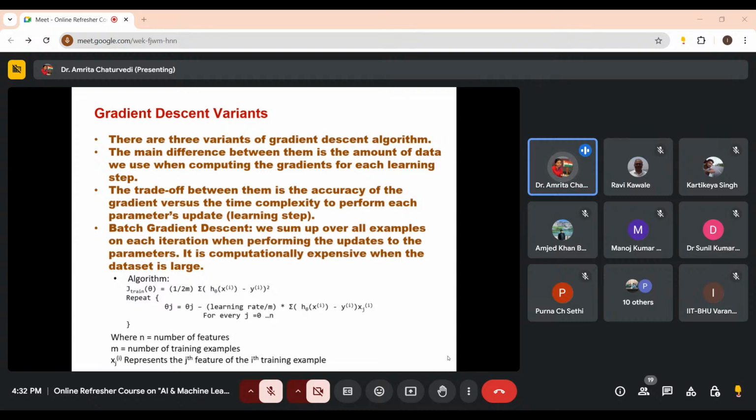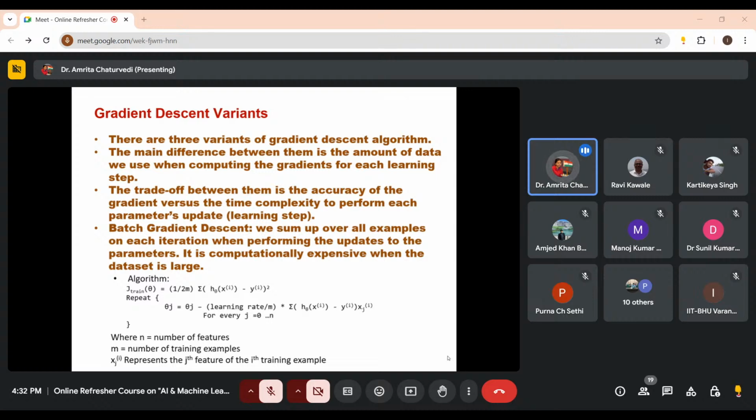So you will simply compute its first order differential. If you compute its first order differential, it is equal to 1 by m times h theta x i minus y i. So this you feed into the updation of theta. So theta j is equal to theta j minus learning rate upon m into the summation of h theta x i minus y i into x j. So you have just fed in your first order differential.